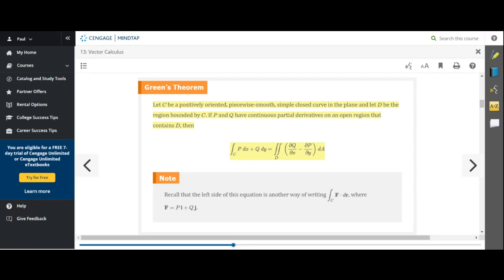And so the work that the force field does in moving the particle once around this closed curve equals 0. Now, how can that be? Why would that equal 0?